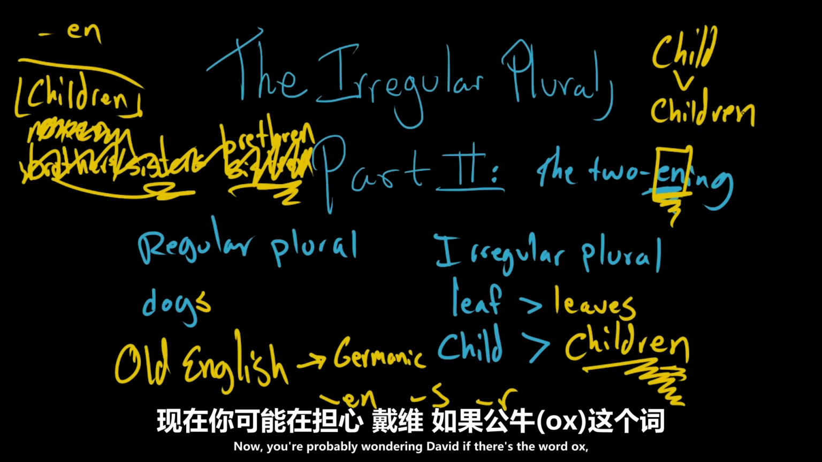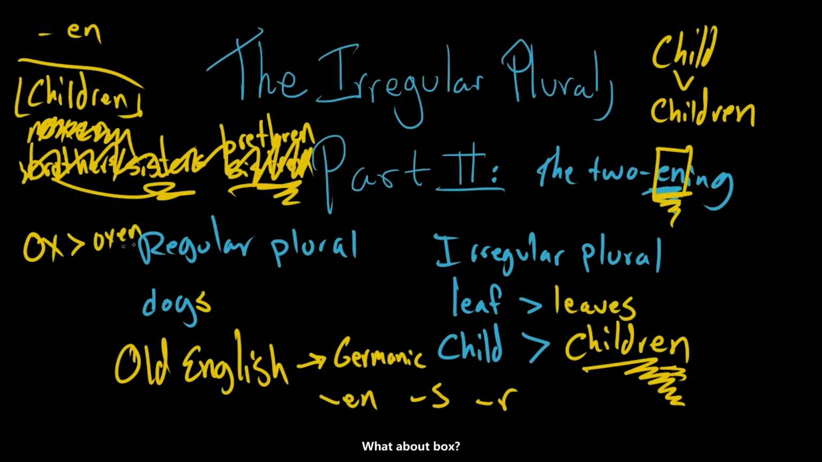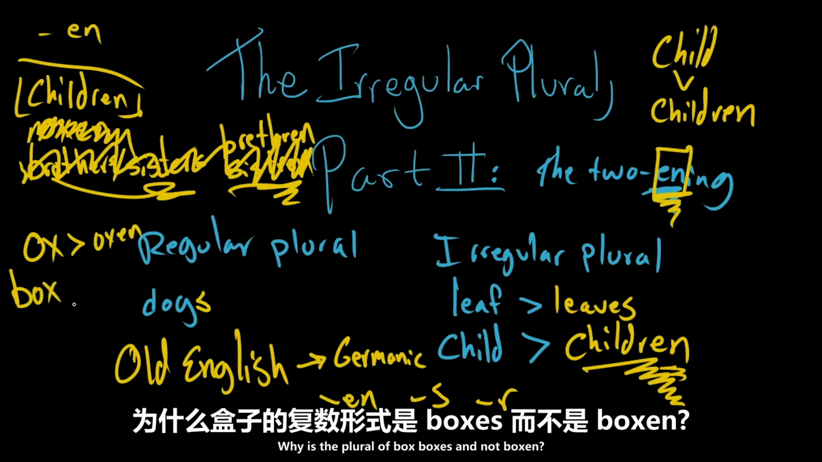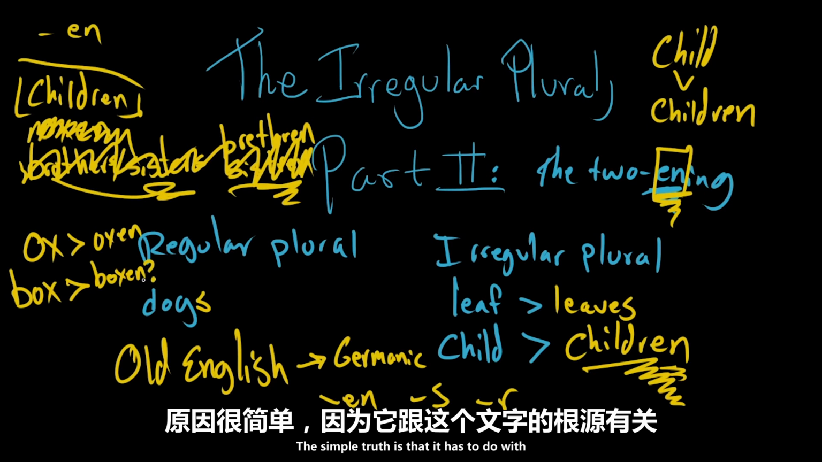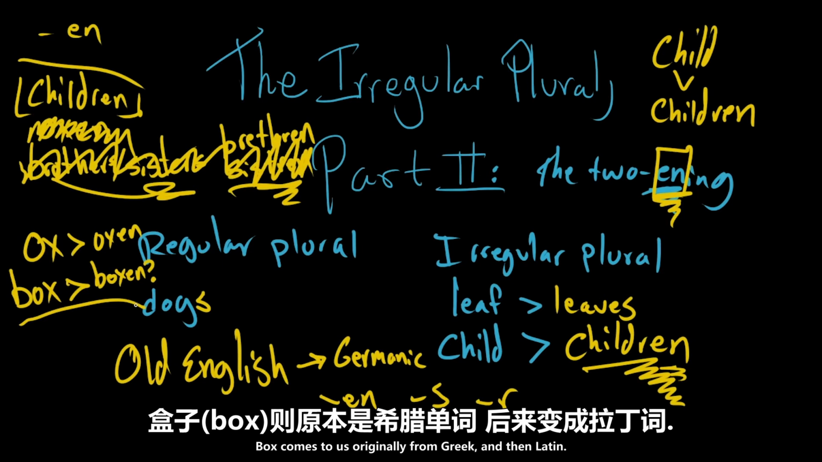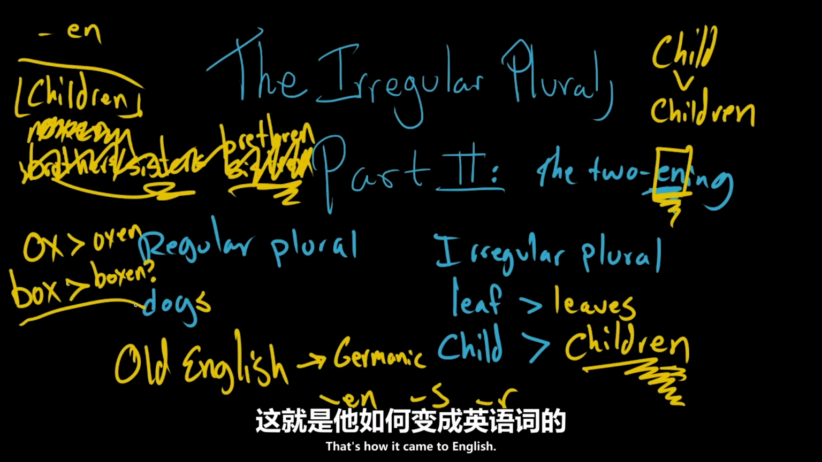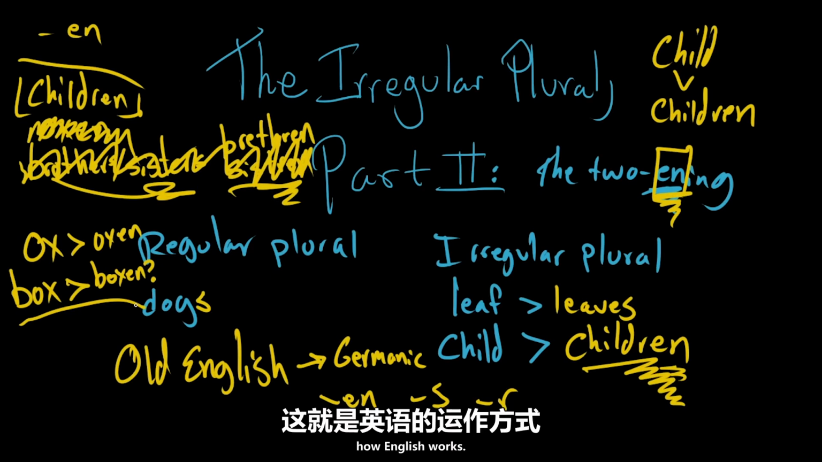Now you're probably wondering, David, if there's the word ox and ox becomes oxen, what about box? Why is the plural of box boxes and not boxen? To borrow a gag from Brian Regan. The simple truth is that it has to do with this word's origin. Ox is a native Old English word. Box comes to us originally from Greek, and then Latin, and then French. That's how it came to English. I'm sorry if that's not a very satisfying answer, but that's how English works.